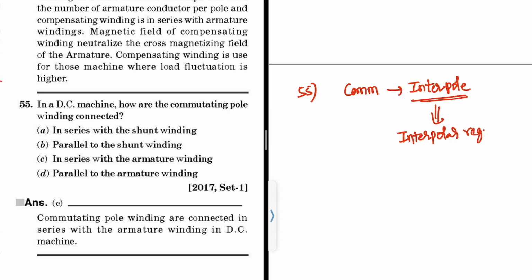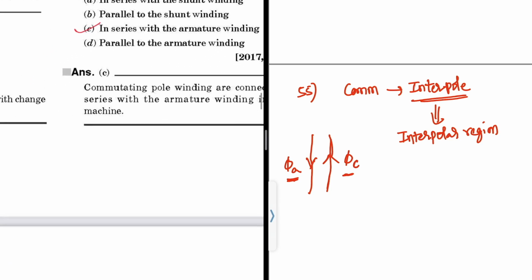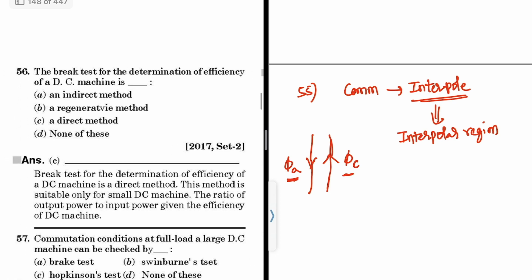In the interpolar region, the armature flux is this, suppose. So what we will do is create an opposite flux of the same amount as the armature flux, in the opposite direction, to nullify that effect. In order to provide the same amount of flux, we need to connect this in series, right? Because we need the same amount of armature current. So we always connect it in series with the armature winding. And the compensating winding will also be connected in series.